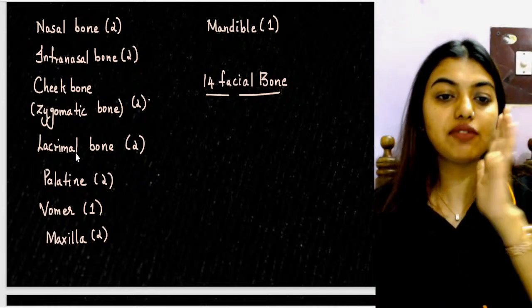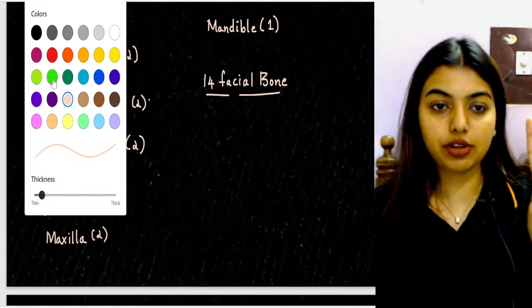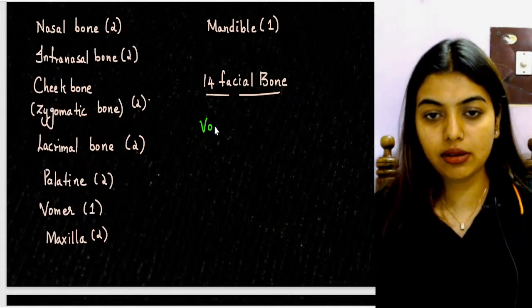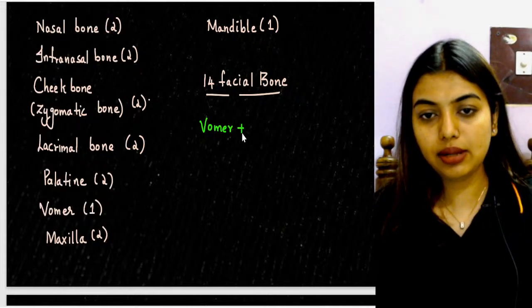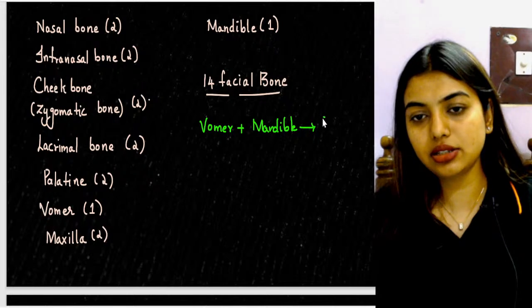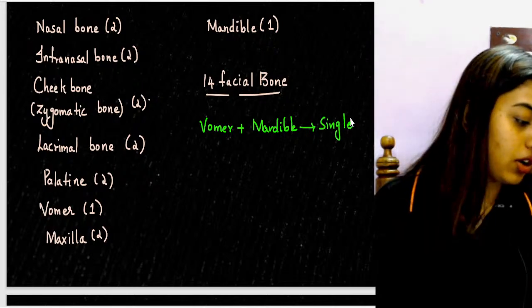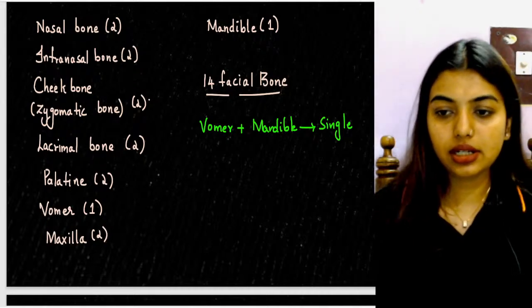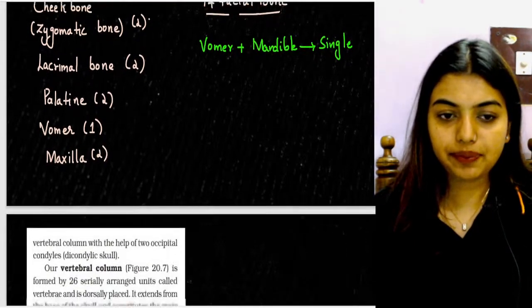In this you have to see which are paired and which are single. Two are going to be single, that is vomer plus mandible. Vomer and mandible are the singles of the group, others are all double. Got it? Done. Facial bones done.